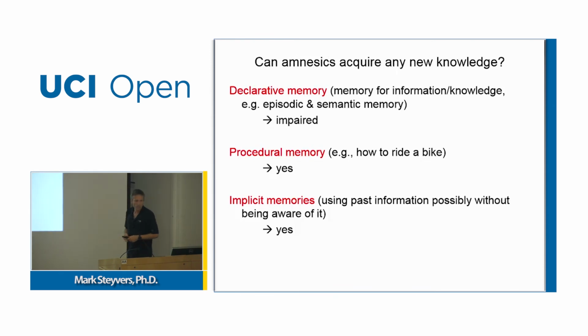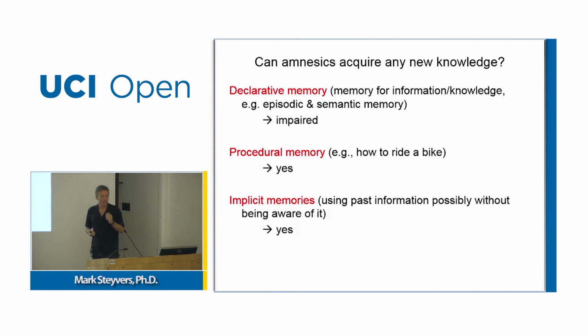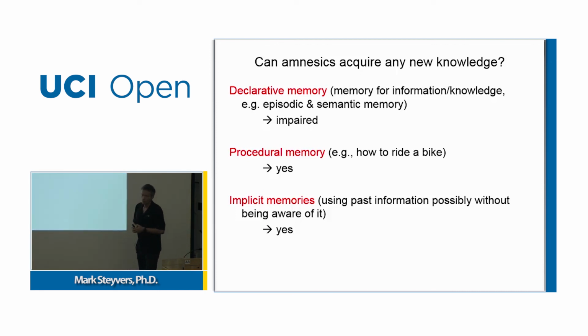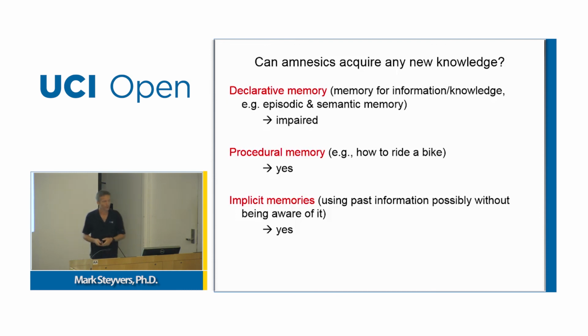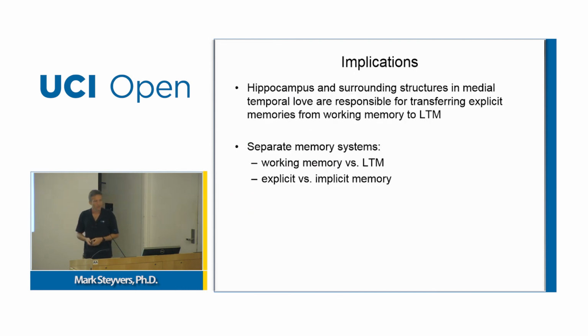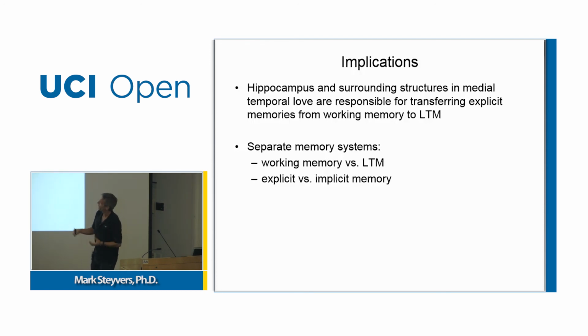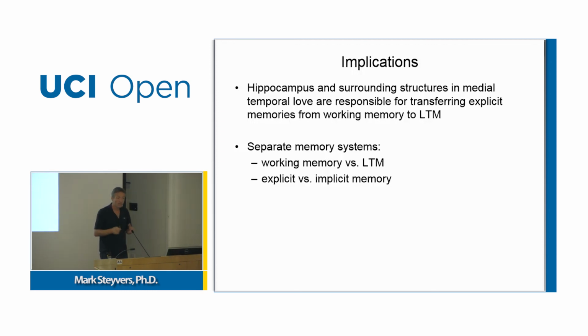So just to summarize, can amnesics learn new knowledge? When it comes to declarative or explicit memories, they are severely impaired. When it comes to procedural memories, learning new skills, they can. They can learn to play new musical scores, new instruments, physical things. So generally, their implicit memories are spared. All these famous cases, these amnesics, point to separate memory systems. There's a distinction between working memory and long-term memory, and that distinction is partly inspired by patients like HM. And the distinction between explicit and implicit memory is again inspired by patients like HM and Clive.